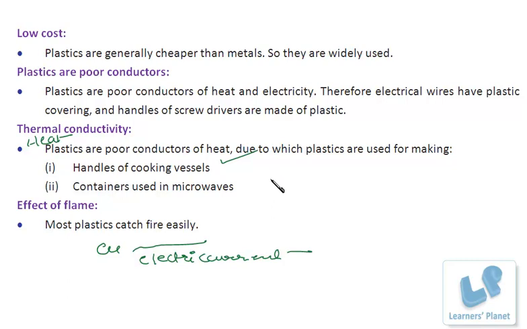Containers used in microwaves are poor conductors of heat, and they are microwave safe. As these are microwave safe, that is, they do not conduct heat, they do not get heated up in the microwave oven, but the food gets heated up. So plastic is used for making microwave safe containers also. Effect of flame: this is one drawback. Plastics catch fire easily and they melt. So this is one of the drawbacks. The rest are all good characteristics of plastics. That is why they are widely used these days.